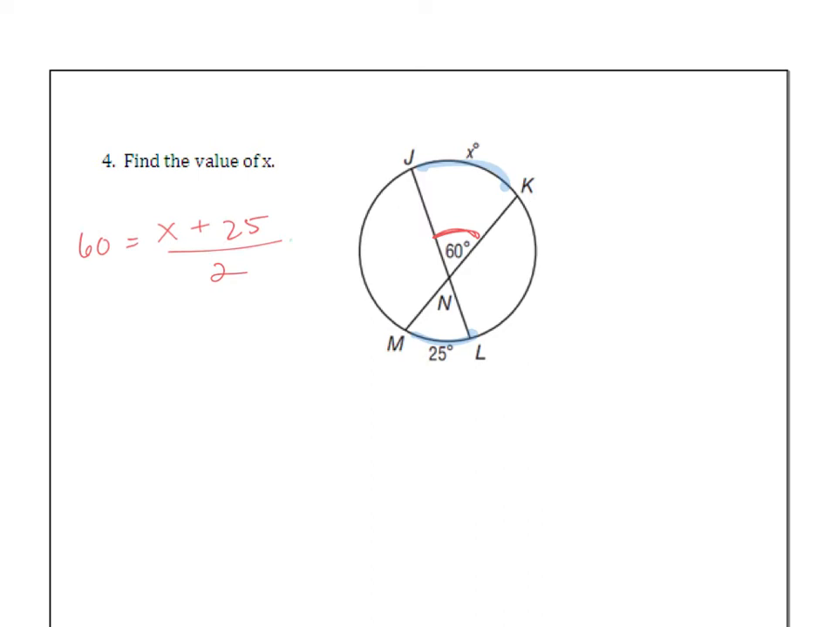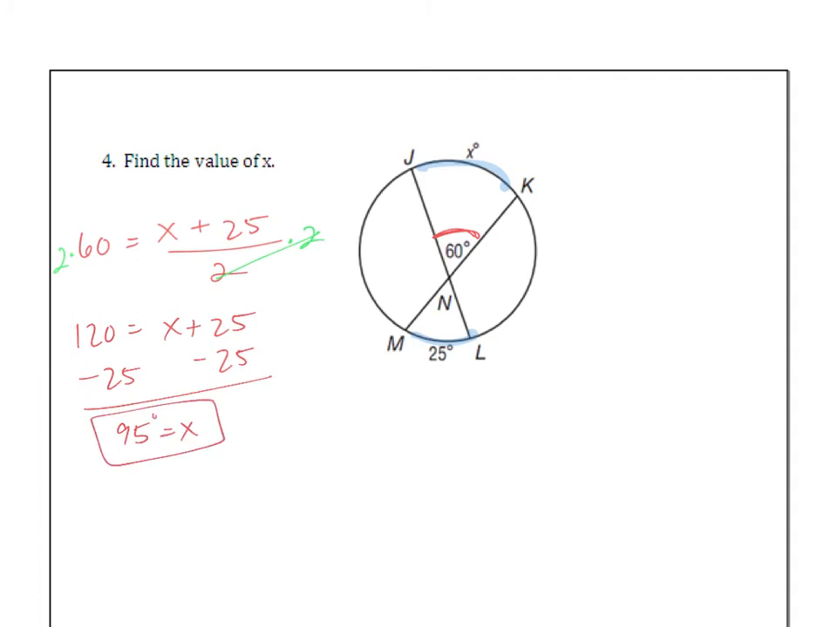To solve this, we're going to multiply by 2. Whatever you do on one side, do on the other side of the equal sign. We wind up with 120 equals x plus 25. Subtract your 25. And we have 95 equals x. And again, it will be degrees because it's an arc measure.